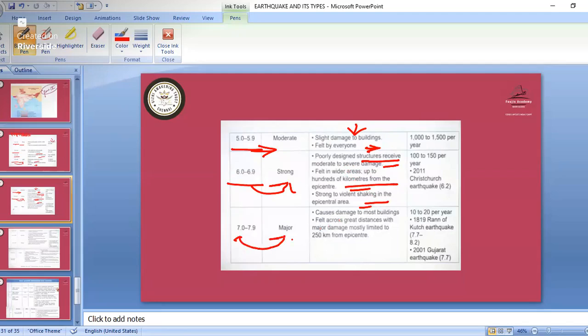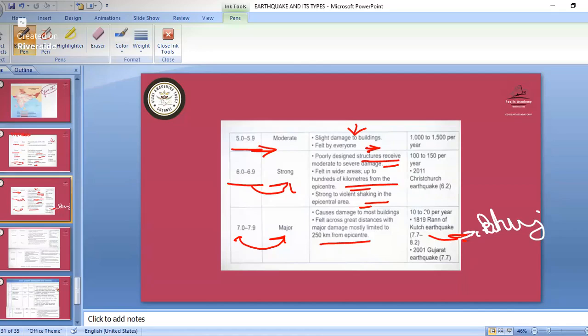7.0 to 7.9 comes in the major earthquakes area, and that causes damage to most buildings. It will be felt across a distance, with major damage mostly limited to 250 kilometers from the epicenter. In examples, we have the Kutch earthquake that we talked about, the Bhuj area. That is the Kutch earthquake only, and there we had a 7.7 to 8.2 magnitude, in the Rann of Kutch earthquake.